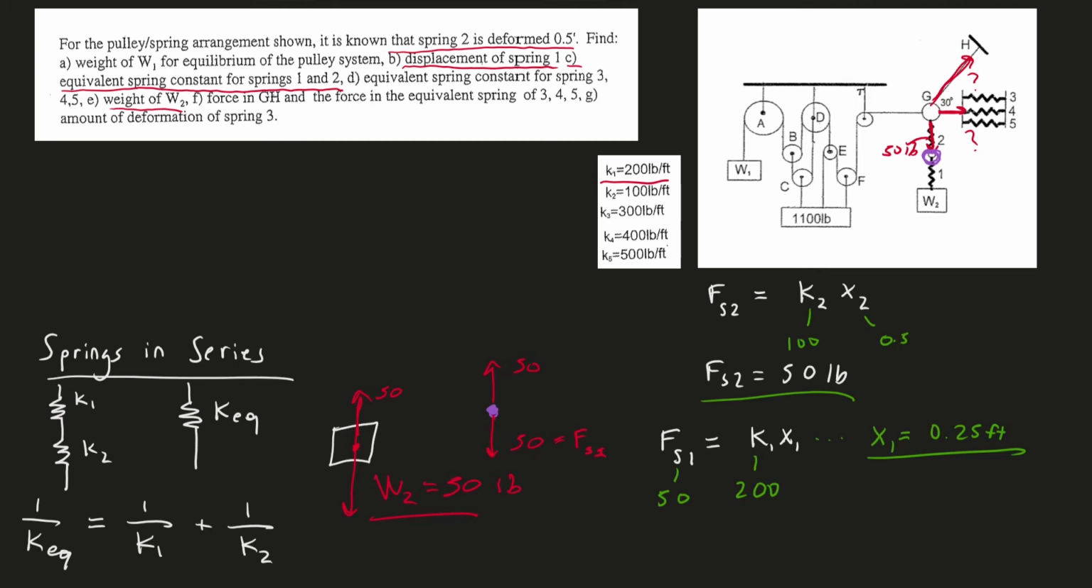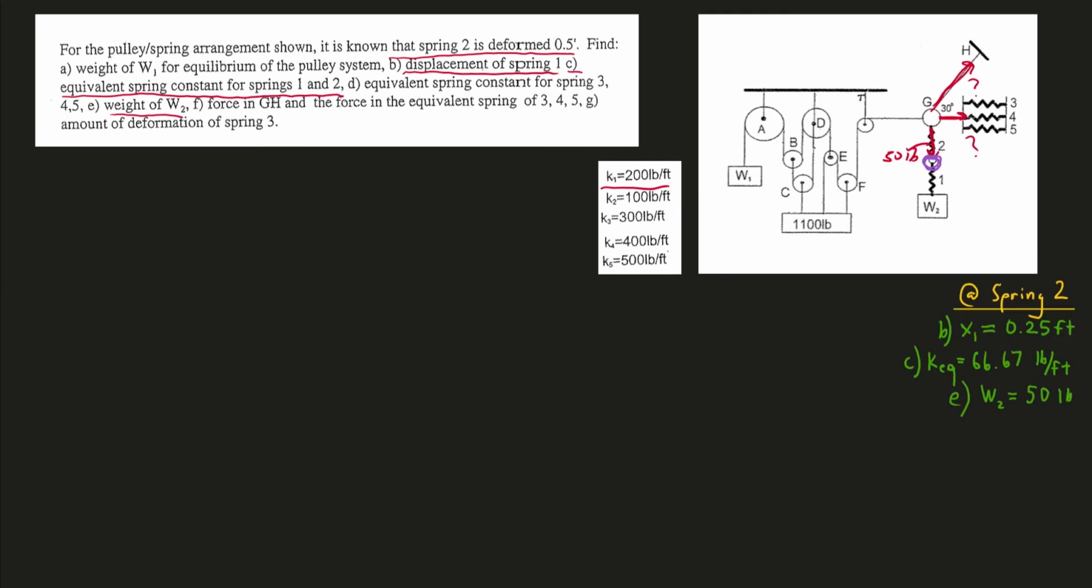So we know the equation to simplify springs in series to one big equivalent spring, which represents the ones in series. So we can just plug in our values here. We have K1 as 200 pounds per foot and K2 as 100. We can just crunch the math here. And it's 66.67 pounds per foot. So we just knocked out a couple of answers right there. So just by looking at spring 2, we were able to get 3 answers.